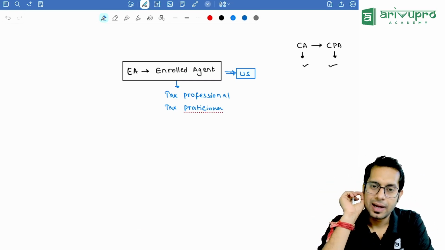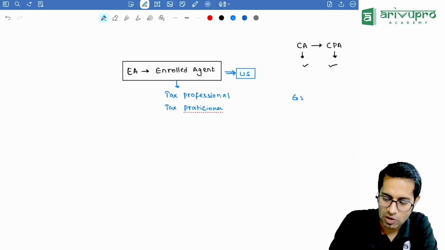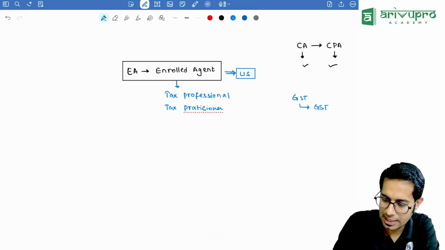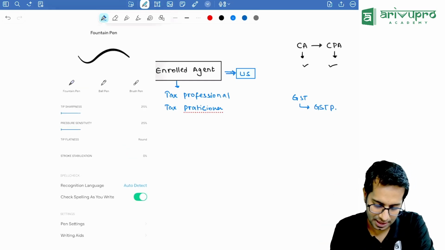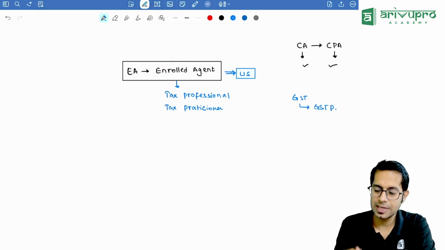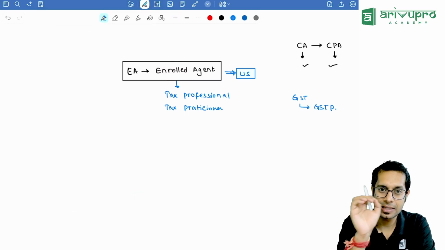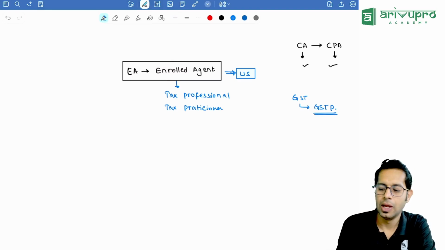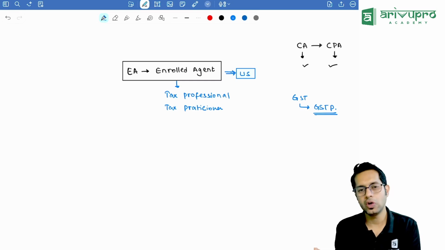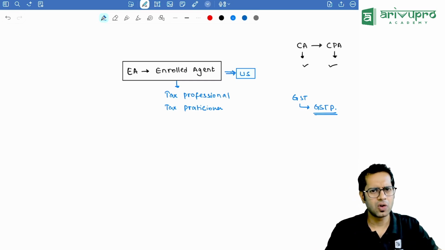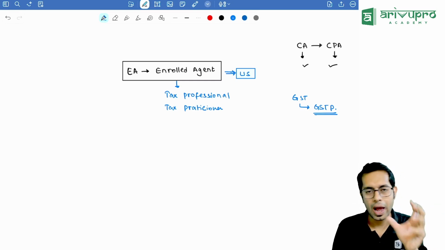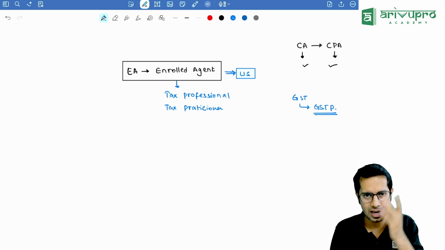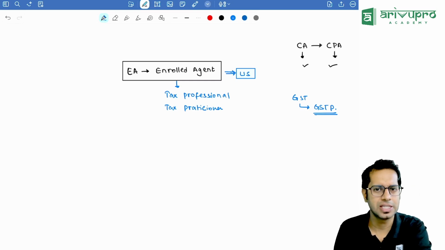Like in India, there is something called GST law. Under GST, we have something called GSTP. GSTP means Goods and Service Tax Practitioner. Normally, who can file your GST return? Normally, any chartered accountant, cost accountant, company secretary, or different types of professionals we have in India, who have good knowledge about finance and taxation, they normally file the GST returns.